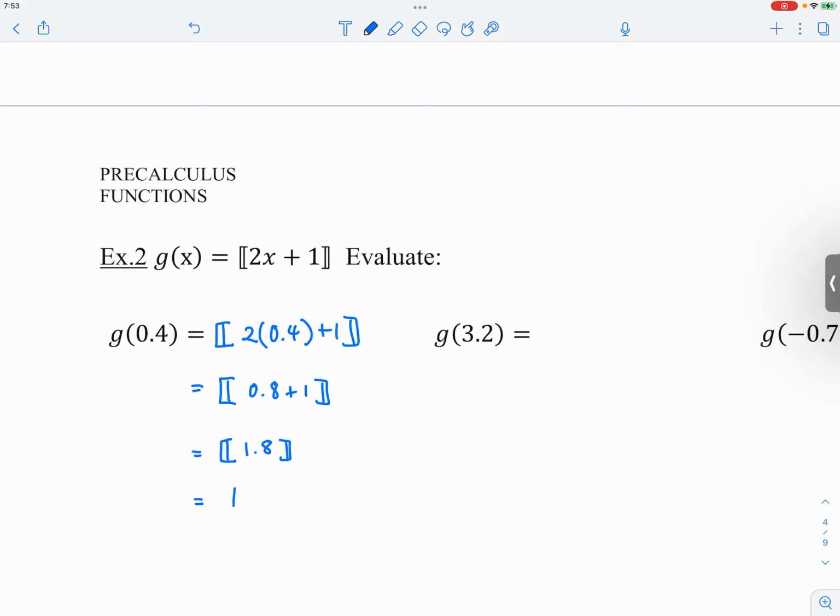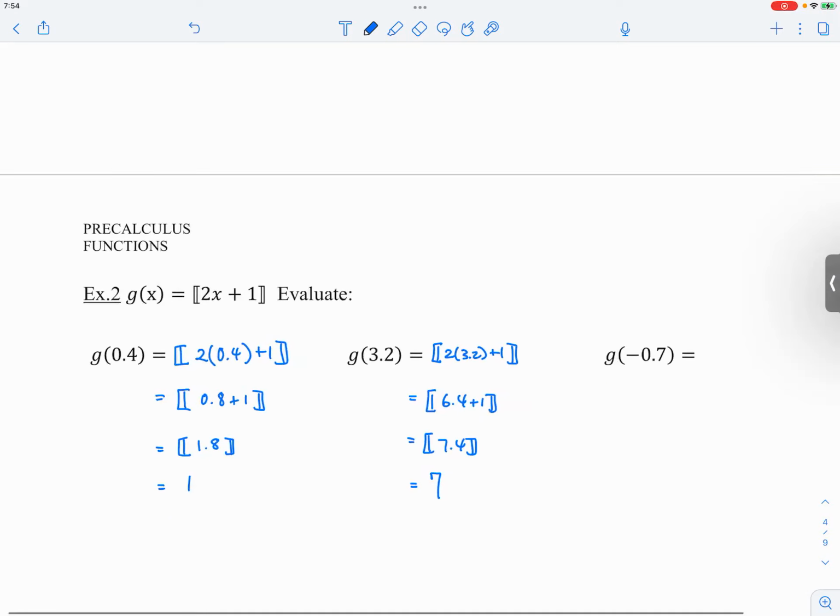Okay. How would you do if you have 3.2 as your x value? Okay, what's 3.2 in this case? G of 3.2 would be step function of 2 times 3.2 plus 1, okay, which is 6.4 plus 1, which is step function of 7.4. And that is just number 7. That's the answer.